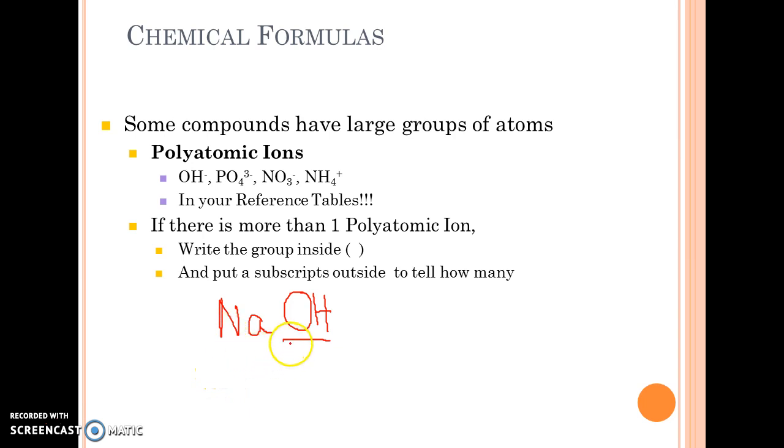So here we have sodium hydroxide. Another example would be if we had this. Excuse my handwriting on this. Here we have beryllium hydroxide, and as you can see, the parentheses indicate that we have two hydroxide ions. So if you see parentheses, that means you have more than one polyatomic ion group here.